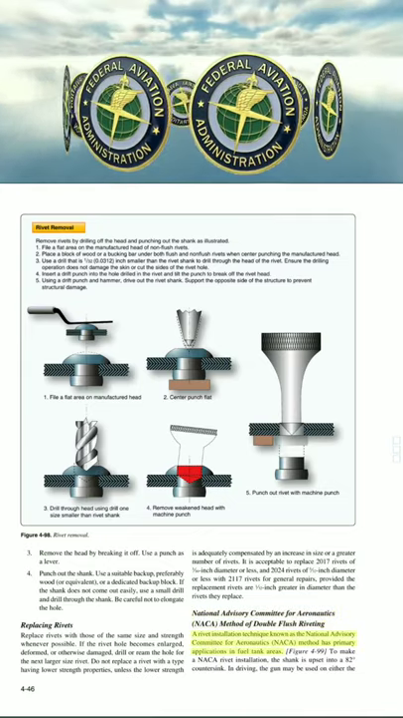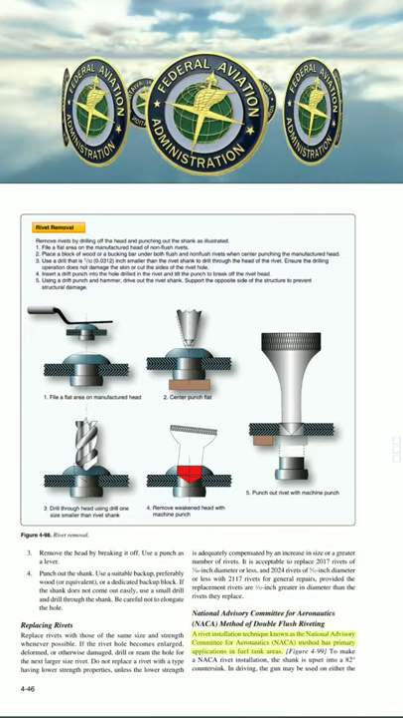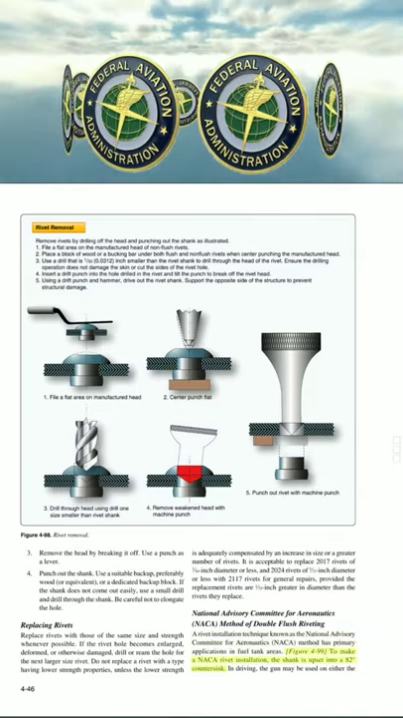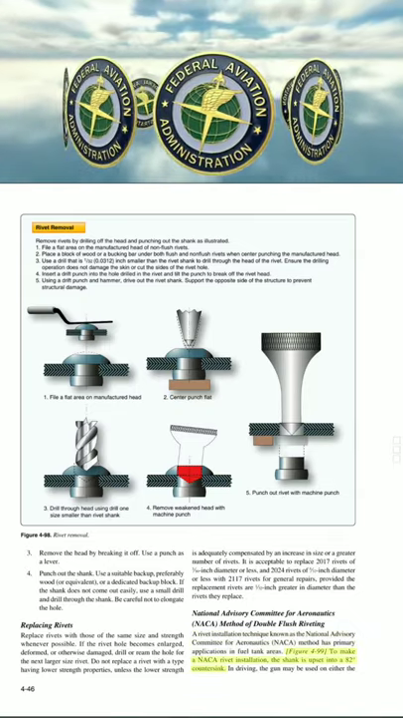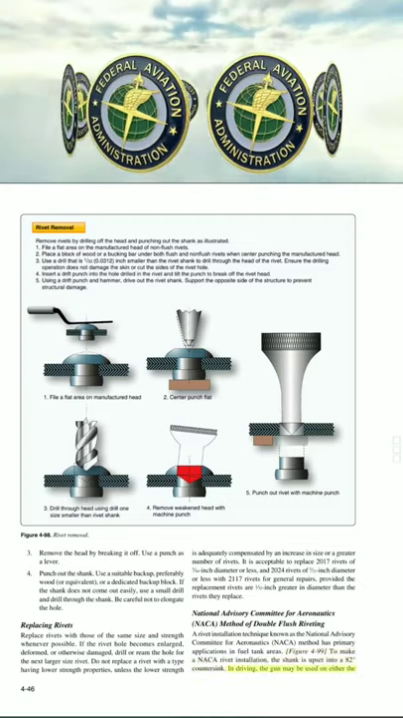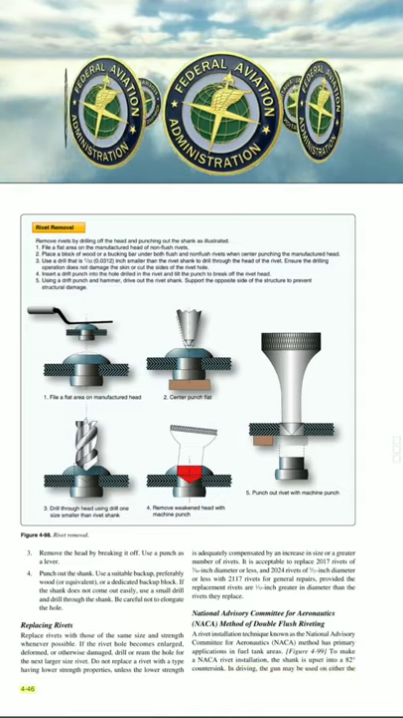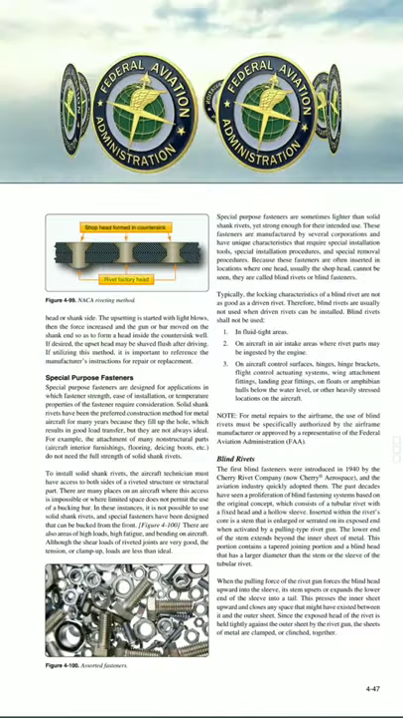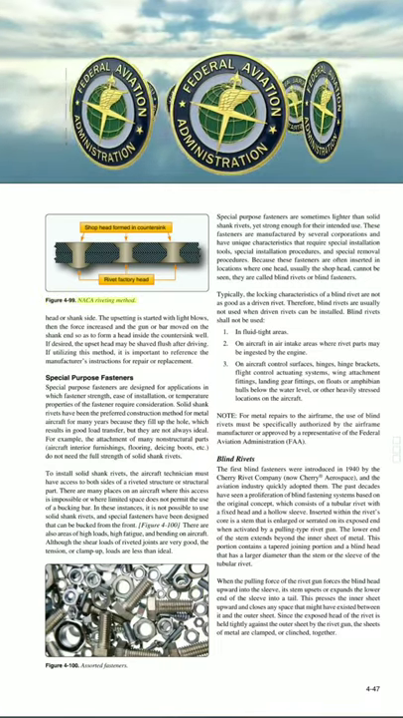A rivet installation technique known as the National Advisory Committee for Aeronautics, NACA, method has primary applications in fuel tank areas. Figure 4-99. To make a NACA rivet installation, the shank is upset into an 82 degree countersink. In driving, the gun may be used on either the rivet factory head or shop head formed in countersink. Figure 4-99, NACA riveting method.